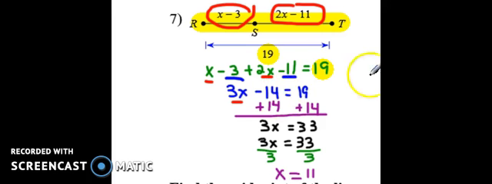I want to get x by itself, so I'm going to add 14. So I get 3x equals 33. I am going to divide by 3 to get x by itself, so I get x equals 11. You can go back and check that by plugging the 11 in, and you'll see it equals 19.